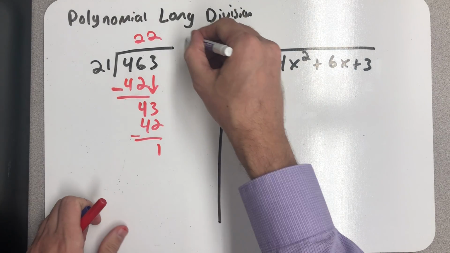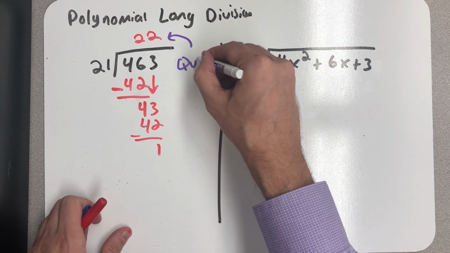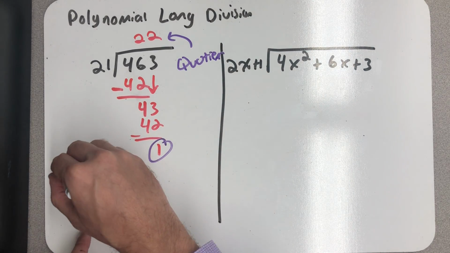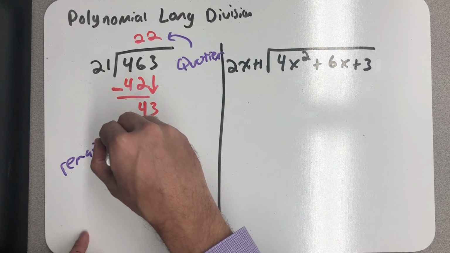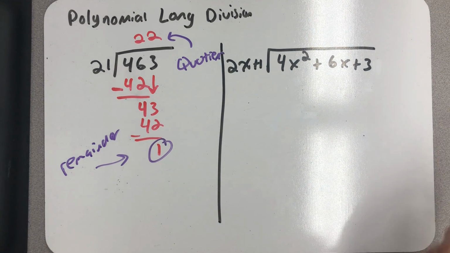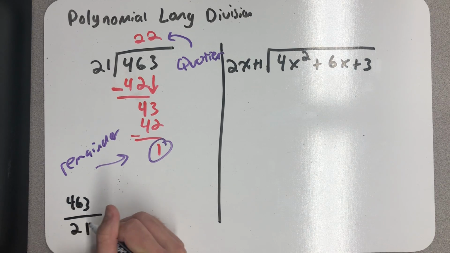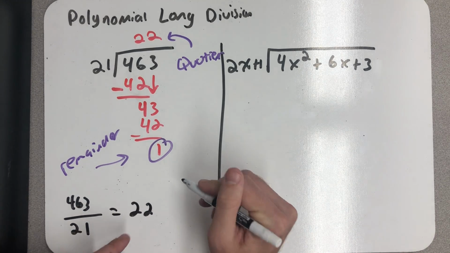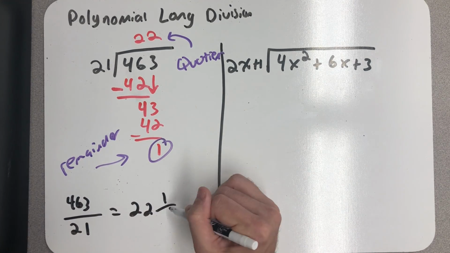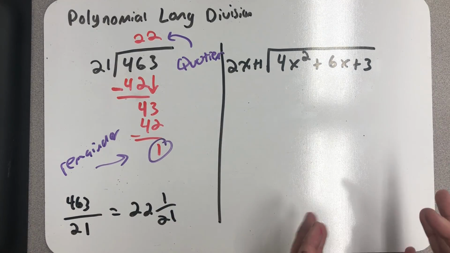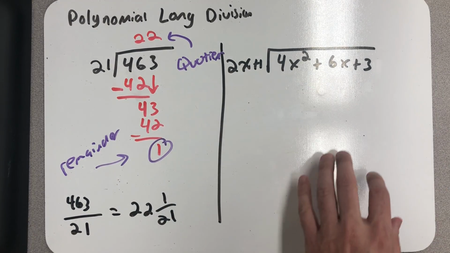And I'm left with a quotient and a remainder. What we really know now is that 463 divided by 21 is 22 and 1 out of 21. And so I could use this long division to rewrite my improper fraction as a mixed number. All right, so let's see what I can do over here.